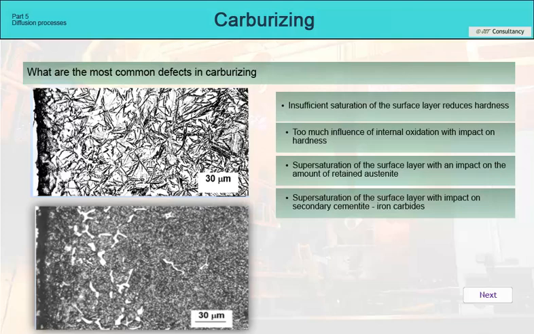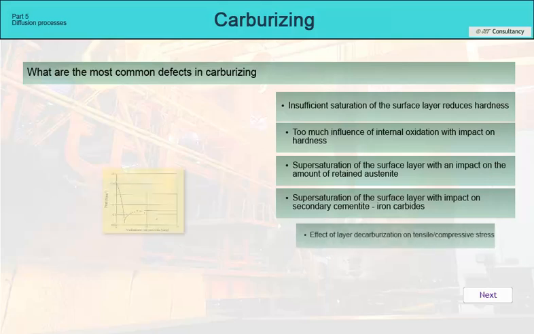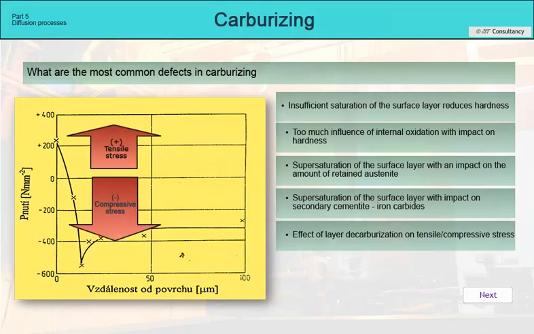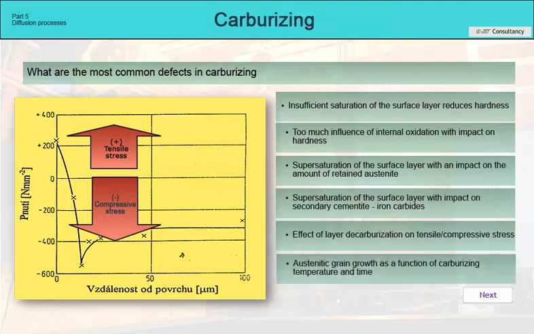Another possible defect is decarburization of the layer due to an incorrectly set potential. The effect of decarburization is significant in that it reduces the compressive stresses in the layer, and in critical cases can change them to tensile stresses. In that case, however, the carburized layer will be susceptible to the formation of cracks in the event of their superposition with another source of tensile stresses. Therefore, this phenomenon must be avoided during carburizing.